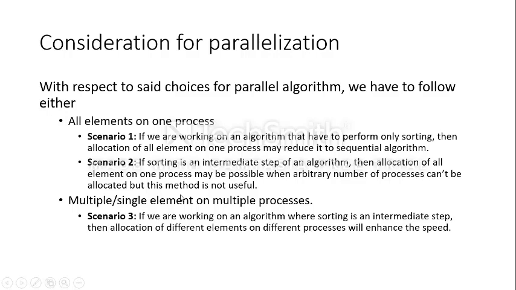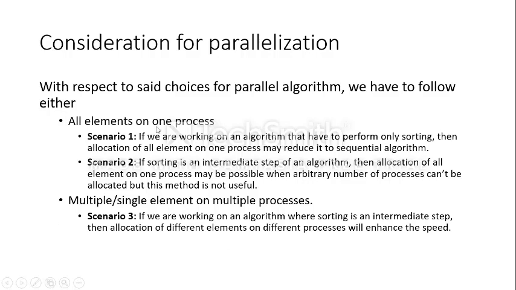So the third scenario is that if we are working on an algorithm where sorting is an intermediate step, then we should allocate those elements onto multiple processes. If the number of values is limited, as well as the number of processes, and we can perform one-to-one mapping between the elements and the processes, then a single element can run on a single process. But if we have more elements and fewer processes, then we have to divide the number of elements by the number of processes, and those values are to be assigned to each process. So in scenario 3, if sorting is an intermediate step, we should allocate some set of elements onto the different processes, and it will enhance the speed.